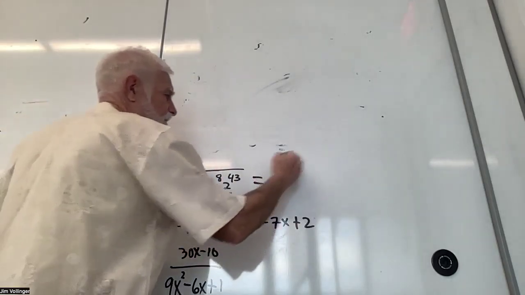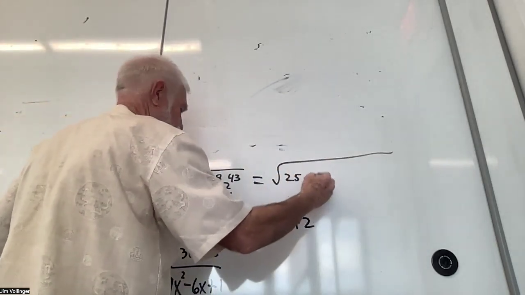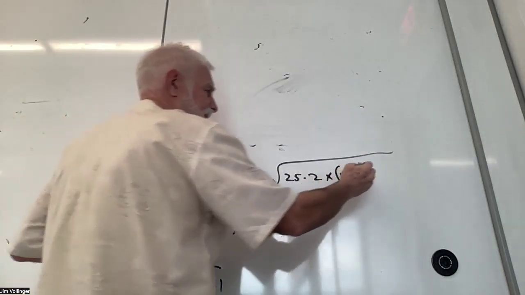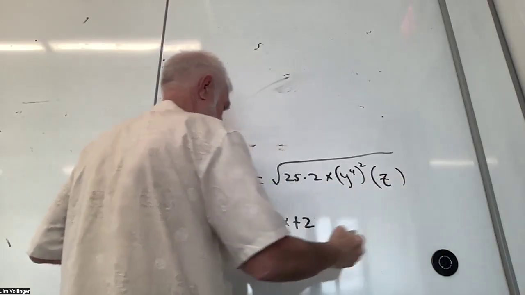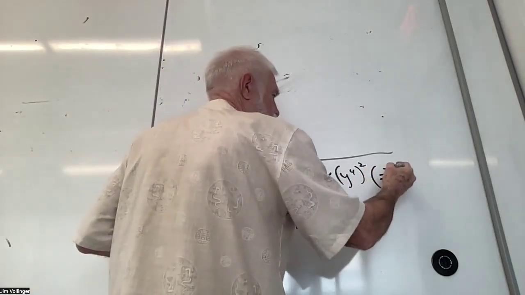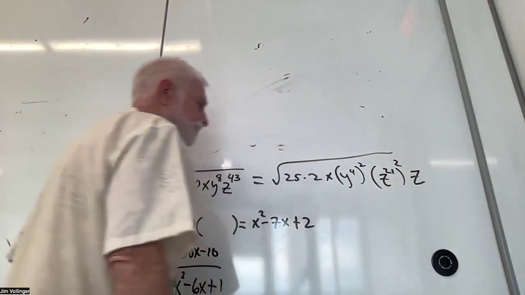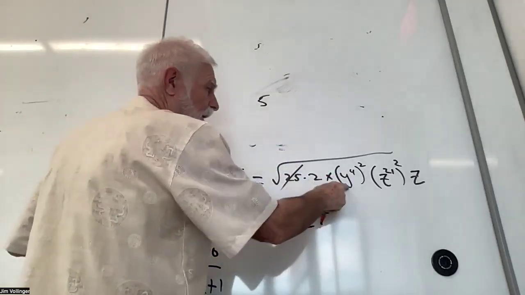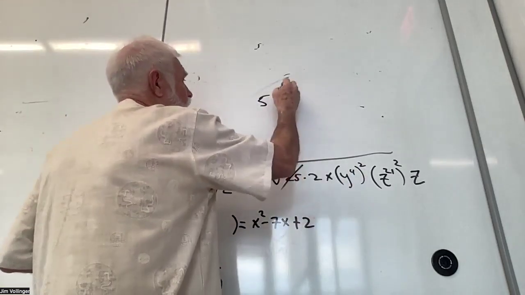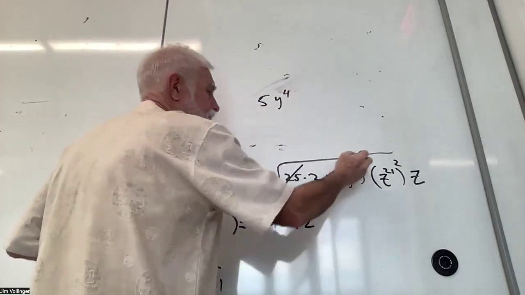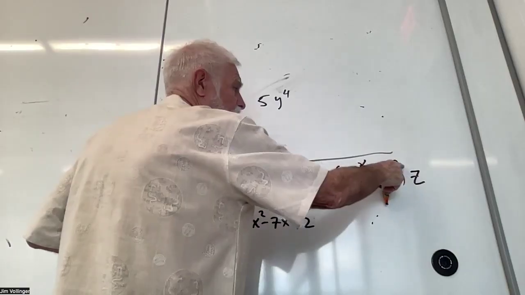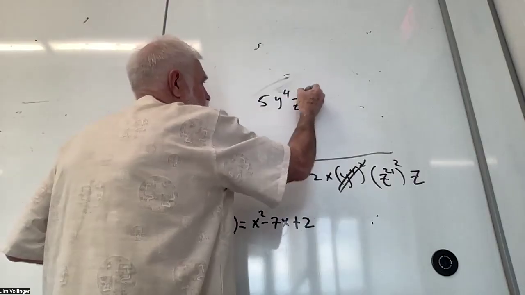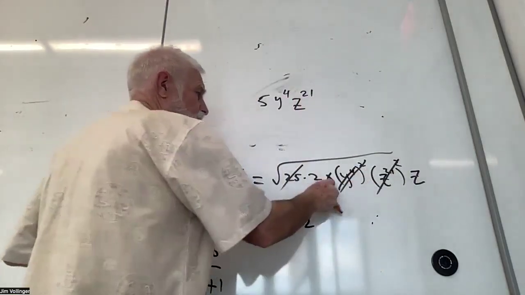All right, so this is equal to the square root of 25 times 2 times x times y to the 4th squared times z to the 21 squared times z. What are the perfect squares? 25, 5, gone. Y to the 4th squared, y to the 4th, gone. Z to the 21 squared, square rooting a square means I get what's inside. Z to the 21, gone. What's left? 2xz.